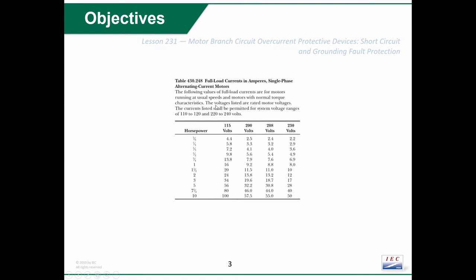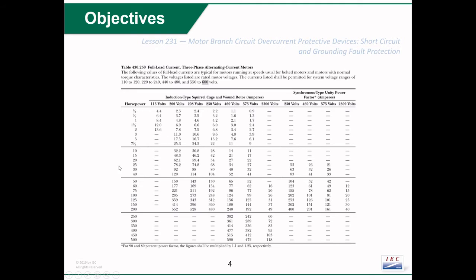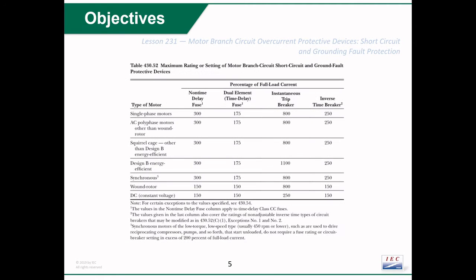So, just as a review, here's our table 430.248. We're going to find our full load current based on voltage and horsepower. Same thing in the three-phase table. Again, that should be a review from last lesson. Now this should be a new one for us. I think you guys hopefully remember this from year one. This is our maximum rating or setting of motor branch circuit, short circuit, and ground fault protective devices. In other words, your fuses and your breakers, depending on what type you have.